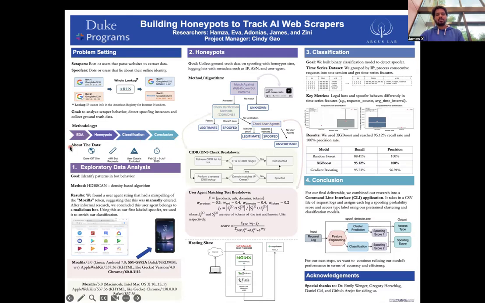Our data set comes from the Duke OIT website. It contains more than 9 million requests from scrapers. This is all excluding user data, and the data spans from February 22nd all the way to 9th of July. So let's start with the EDA.